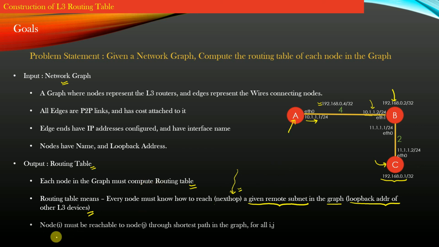So our output can be summarized as follows: node i must be reachable to node j through the shortest path in the graph for all i, j. That is, every device must know how to reach every other device in this topology via the shortest path. So this is the problem statement of our course, and we are going to attack this problem statement in a step-by-step manner in this section.